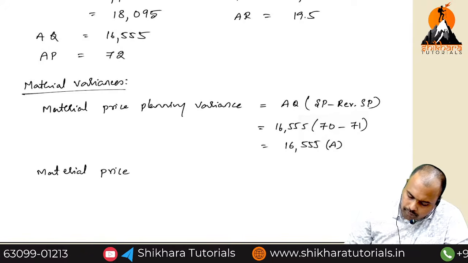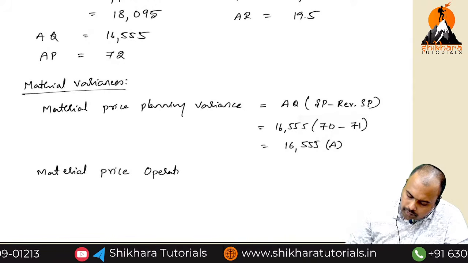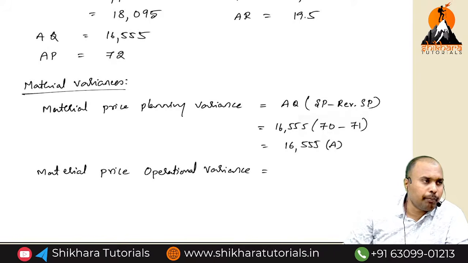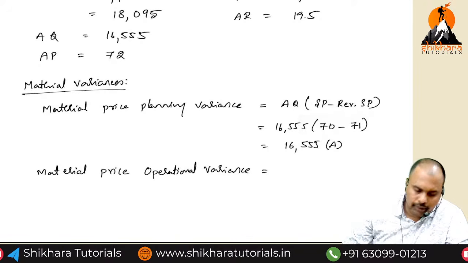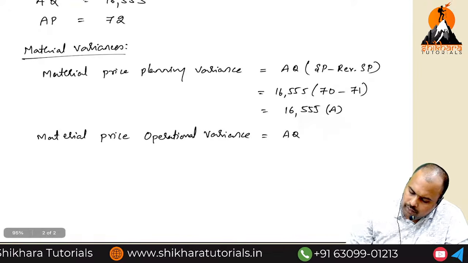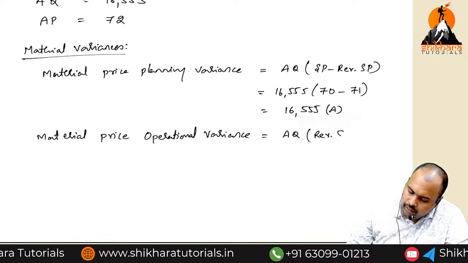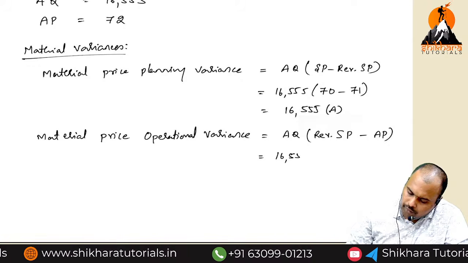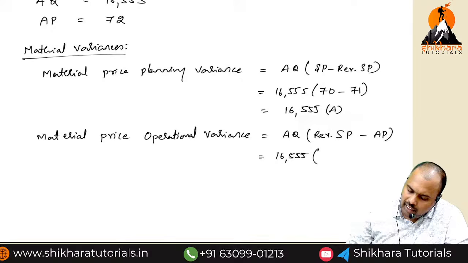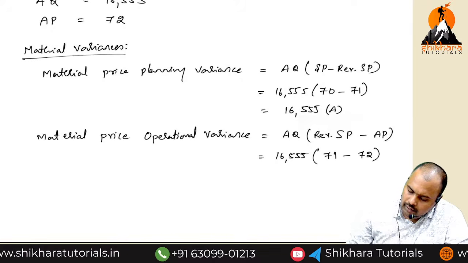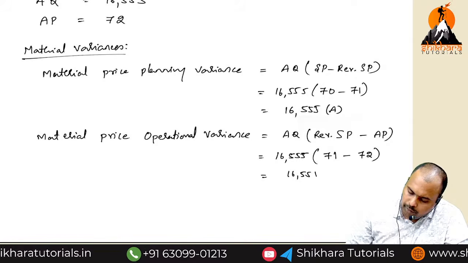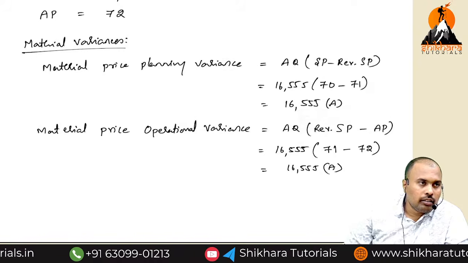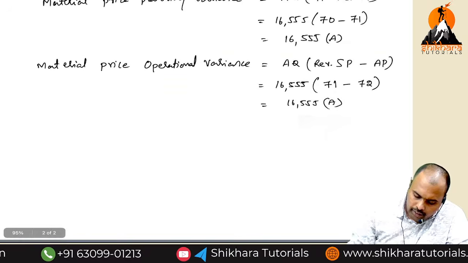Next, material price operational variance. Under price only, operational and planning. Under usage again, planning and operational separately. So here, in the place of standard price, I am supposed to take revised standard price minus actual price. That is equal to 16,555 into revised standard price 71 minus actual price 72, which is again 16,555 adverse only. Clear? Okay.